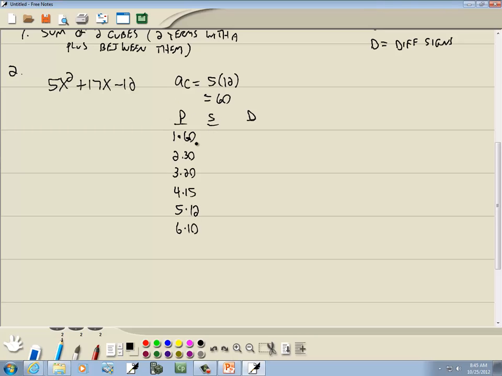In the S column, we add these together. 1 plus 60 is 61. 2 plus 30 is 32. 3 plus 20 is 23. 4 plus 15 is 19. 5 plus 12 is 17. 6 plus 10 is 16.